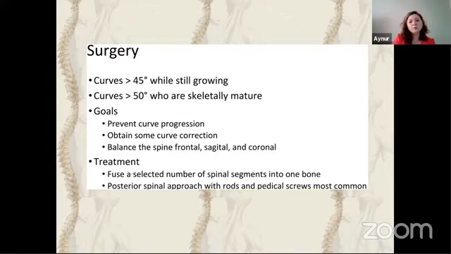Surgery. Curves 45 while still growing, curves greater than 50 who are skeletal mature need surgery. Our surgery goals are to prevent curve progression, obtain some curve correction, and balance the spine in the frontal, sagittal, and coronal planes. What do we do in treatment? Fuse a selected number of spinal segments into one bone. Posterior spinal approach with rods and pedicle screws is most common.